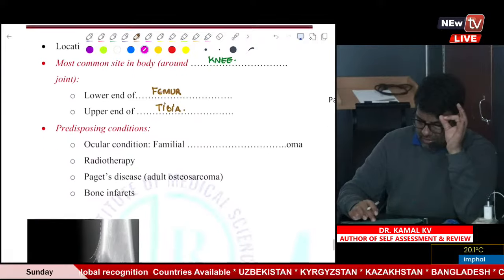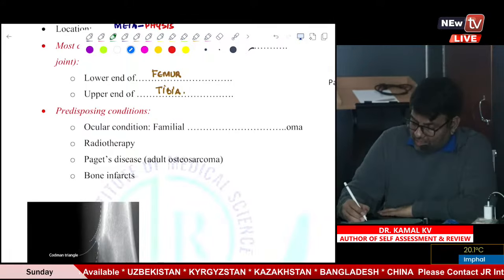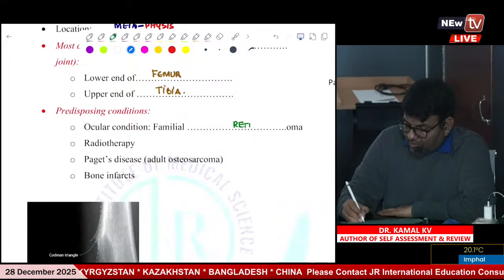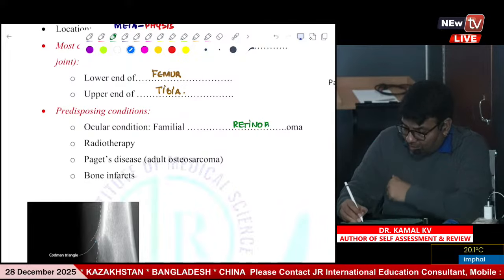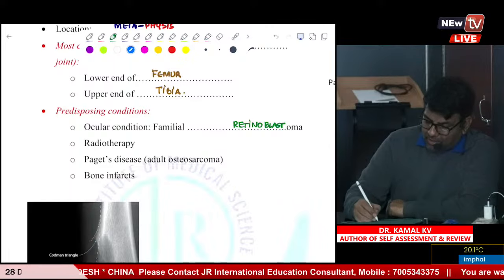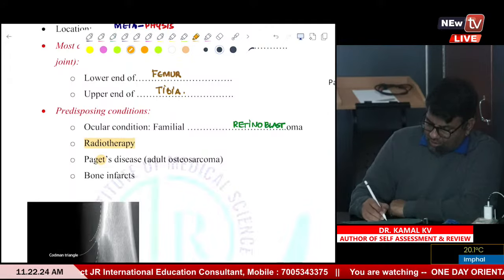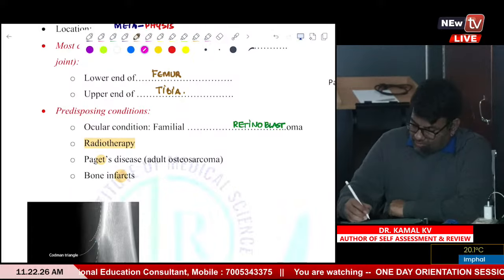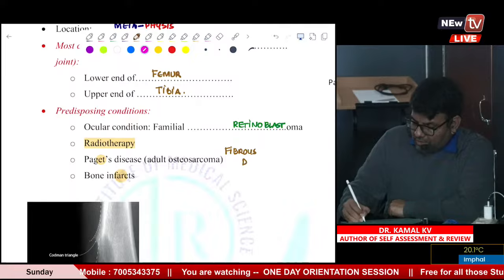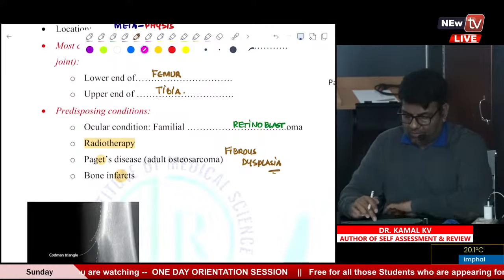Acute osteomyelitis. Now some conditions are at risk, especially one ocular condition, and that is retinoblastoma. Clear? So one is retinoblastoma. Then it can be seen after radiotherapy, Paget's disease, bone infarcts, or sometimes fibrous dysplasia also. So in such cases, we should be very alert for the development of osteosarcoma.